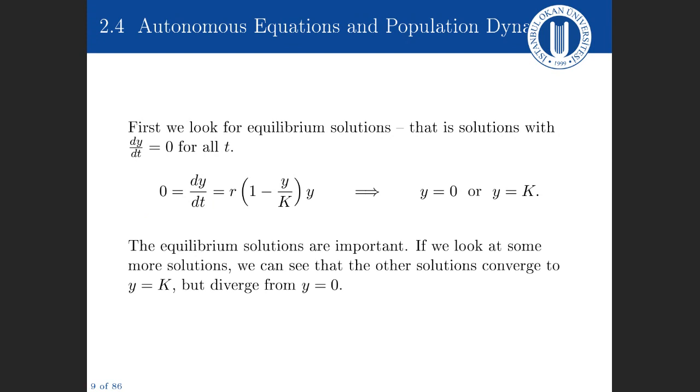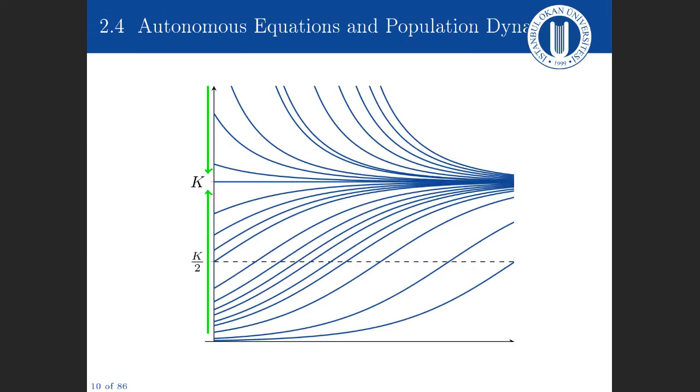If we look at some more solutions, and I'm going to show you some on a graph now, we can see that the other solutions converge to y equals k, but they also diverge from y equals 0. Here are some solutions to the logistic equation. The solutions are converging towards y equals k. They are diverging away from y equals 0.